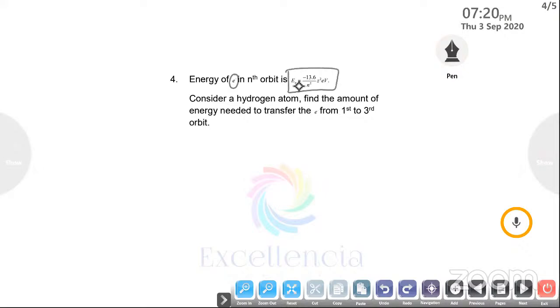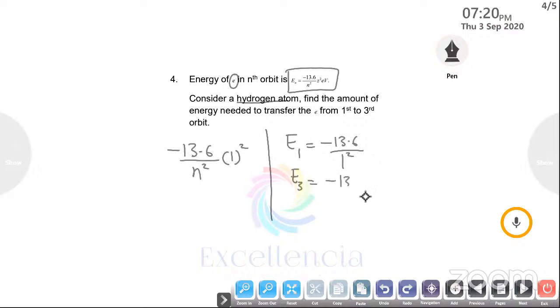Energy of nth orbit of an electron is minus 13.6 Z square by n square. Now we have to consider hydrogen atoms, so Z is 1. Okay. So find the energy needed to transfer the electron from first to third orbit. So in the first orbit, what is the energy? 13.6 by 1 square. Third orbit, 13.6 by 3 square. How much energy is required to make this electron jump from 1 to 3? The difference. The difference will be the answer.